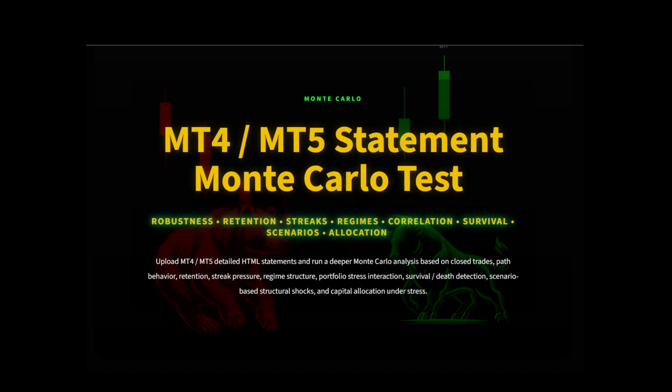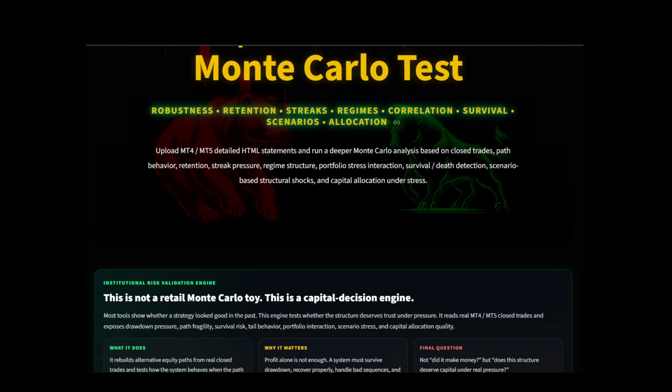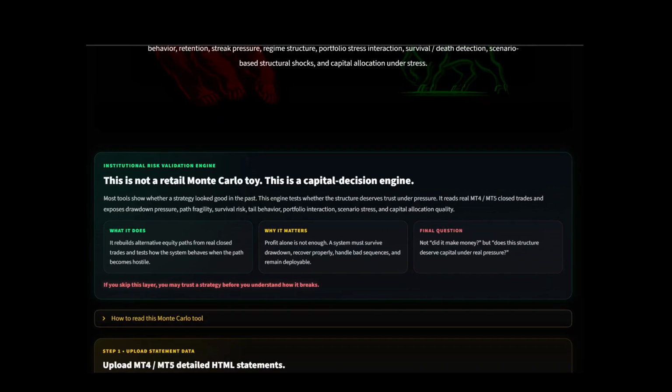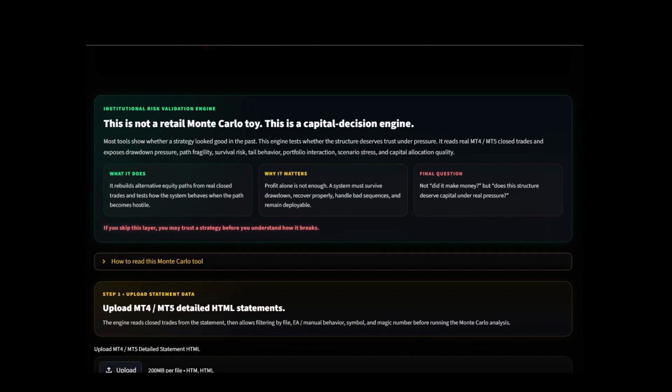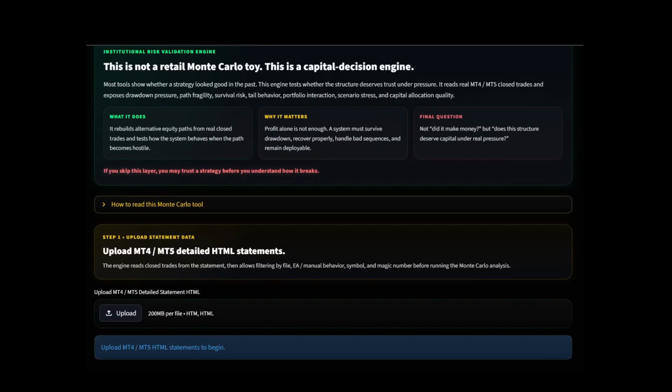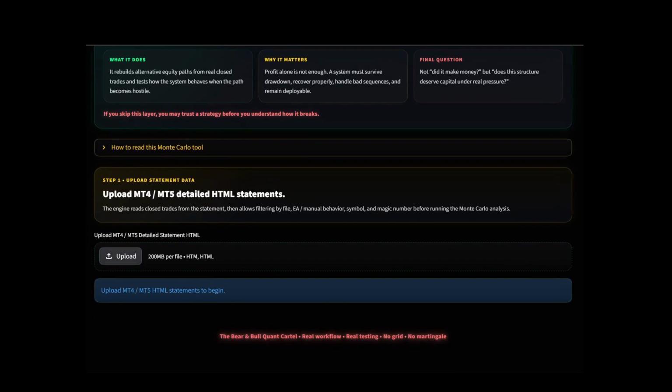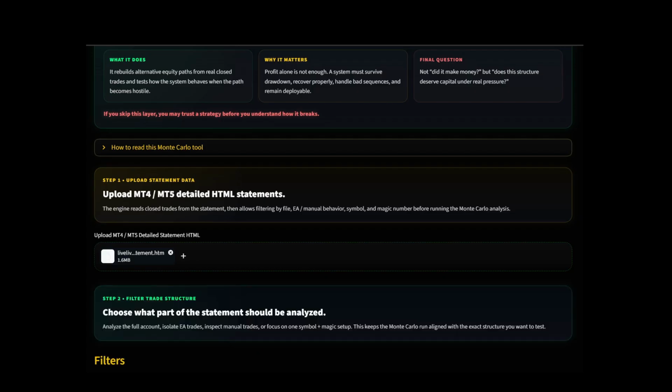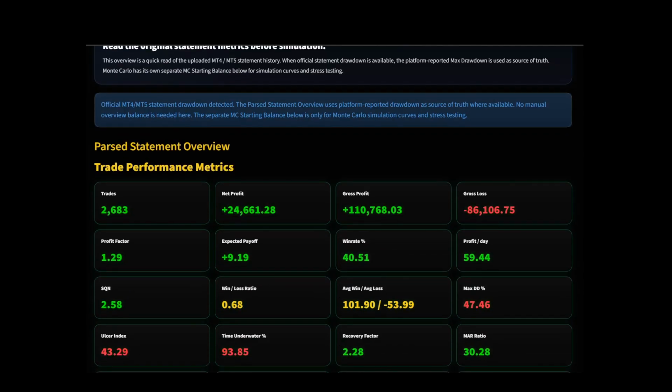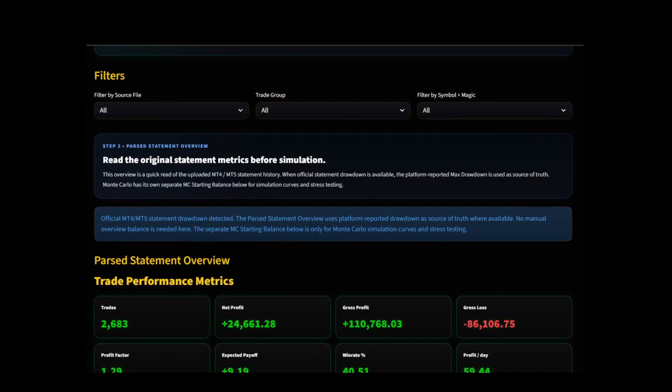Now we start with the statement upload. For this tool, it is important to upload a detailed MT4 or MT5 HTML statement. A normal statement can miss important information, especially around drawdown, deposits, withdrawals, and trade sequencing. The detailed statement gives the tool the correct closed trade structure, so the calculations become much more accurate. After the upload, the system reads the trades automatically.